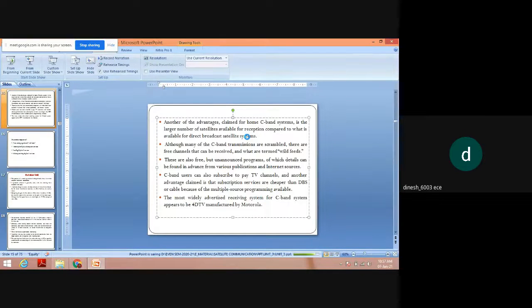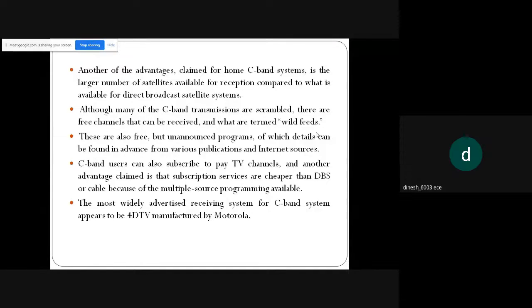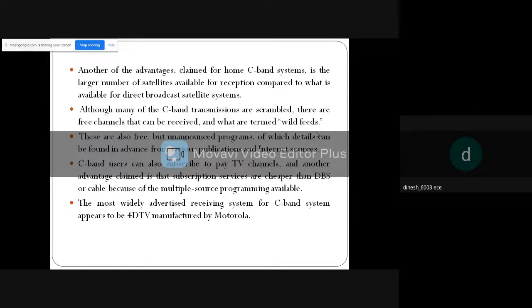In this C-band, most of the transmissions are scrambled, where it has three channels that can be received, which we call wild feeds. These are also free, but are unannounced programs, where the details can be found from various publications and internet sources.